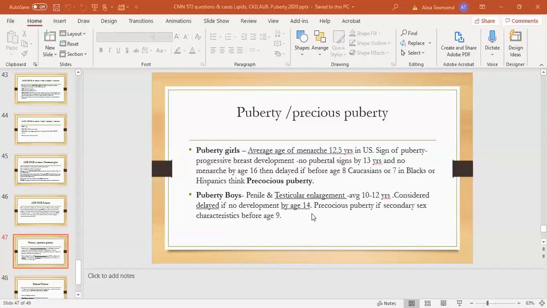I had a typo here. Precocious puberty, and I had put in a correction. So if you made slides or you were looking at it, I'm sorry. Precocious puberty if secondary sex characteristics before age 9. I corrected it on my slides here, but if you have already gotten them, please correct yours.